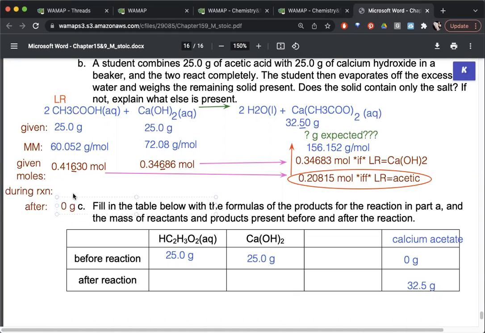0 grams left. Right, how do I know that's 0 grams? Because that's limiting. I'm writing my line. Okay, so we have the grams. After the reaction, we know that this is 0 grams left because it's the limiting reactant. And we want to figure out the mass of reactants and products before and after. Okay, we'll go ahead and do this one.